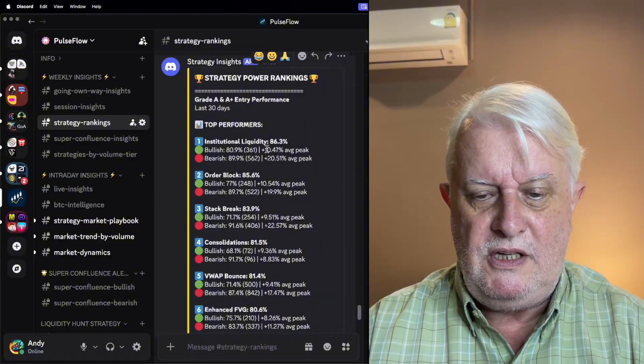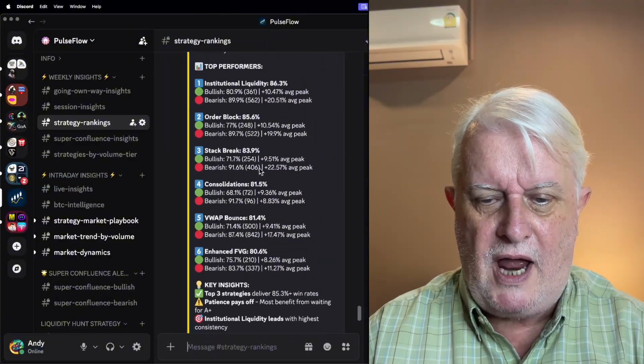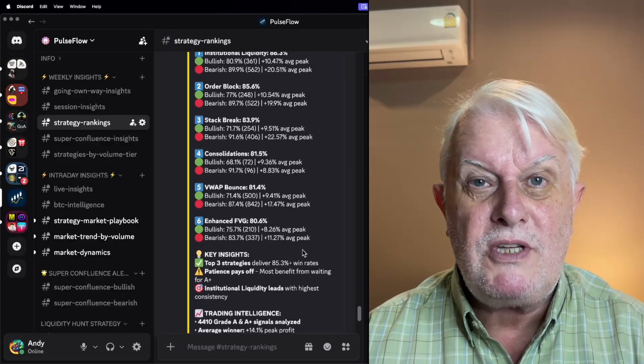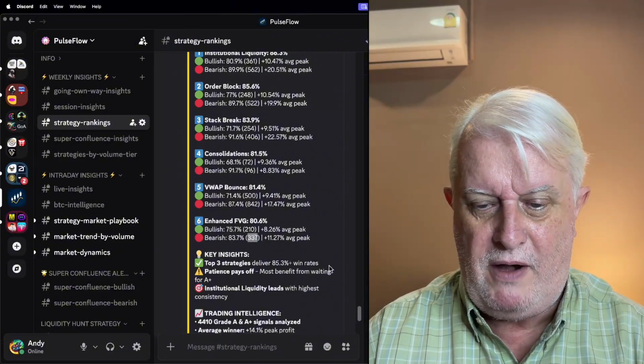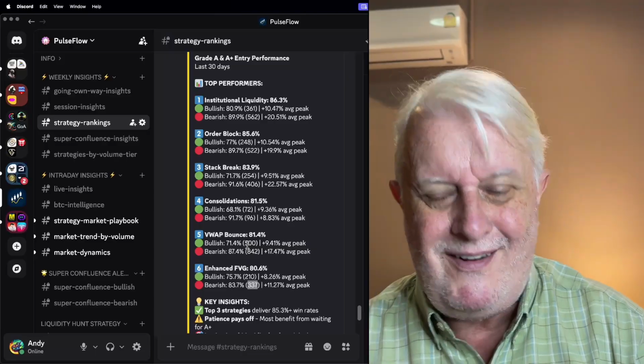Let's quickly look at how the strategies did last week. Top performing still institutional liquidity or liquidity sweeps. Order blocks, stack break doing very, very well. Even the weakest has an 80% win rate over the last 30 days in a very bearish market. You can see there's a lot more bearish signals here. All of them doing all right. I'm not really concerned about any of them right now.